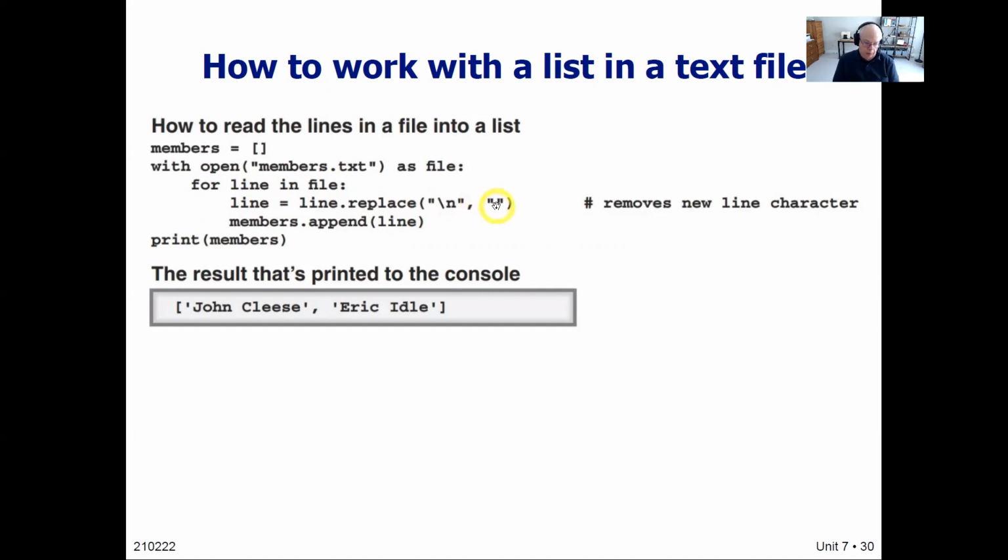We want to replace that with nothingness. So that's going to remove that new line character. And then we saw this code last week for members in our brand new list up here. We're going to append that line. So we only have 2 names in this file, but if it was 200 names, this would work. Okay. And then we print members. And notice when we print members, it's going to be a list. It's not going to be each one on a separate line, but it's going to be a list with 2 indexes in it.